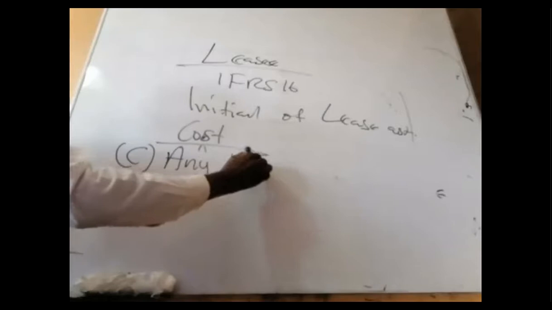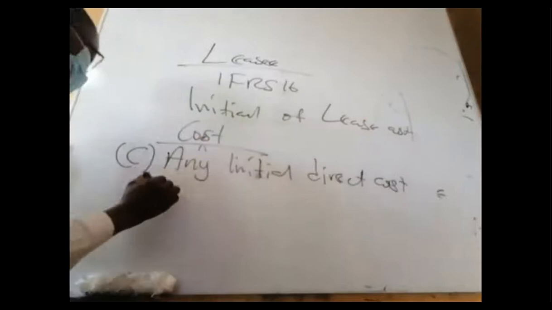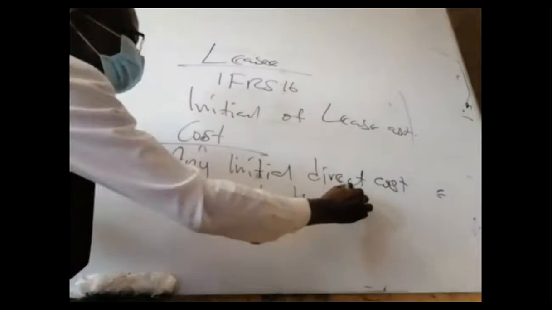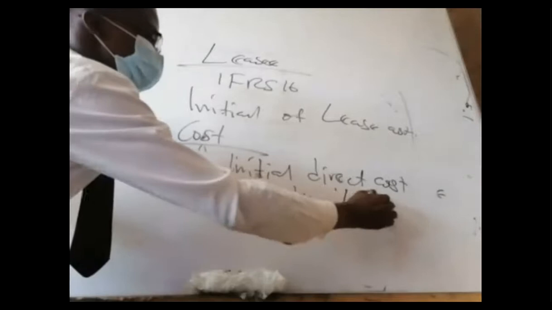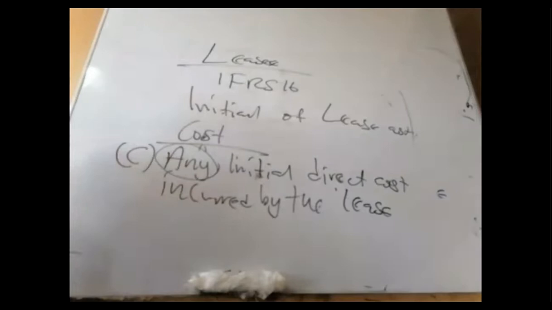C is any initial direct cost incurred by the lessee. Very important. Once they say any, they don't have to list every cost for you. For instance, installation cost. You've leased a special plant. So when the plant came, you need to install the plant into your system, into your working environment. So this installation cost is a direct cost. It must come out of what? The initial cost of the asset.